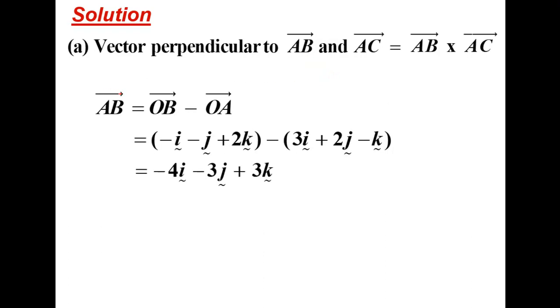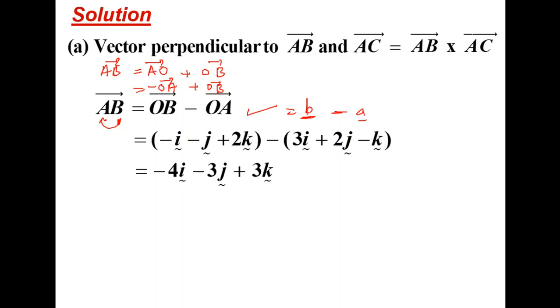Okay, to find vector AB, vector AB is vector AO plus OB, or negative OA plus OB. This is the position vector. Or you can find it like this: vector B minus vector A.